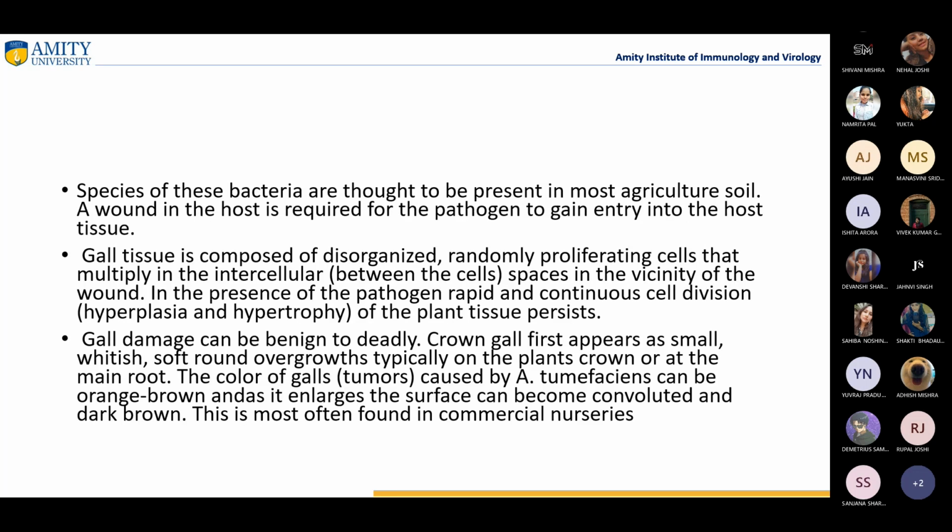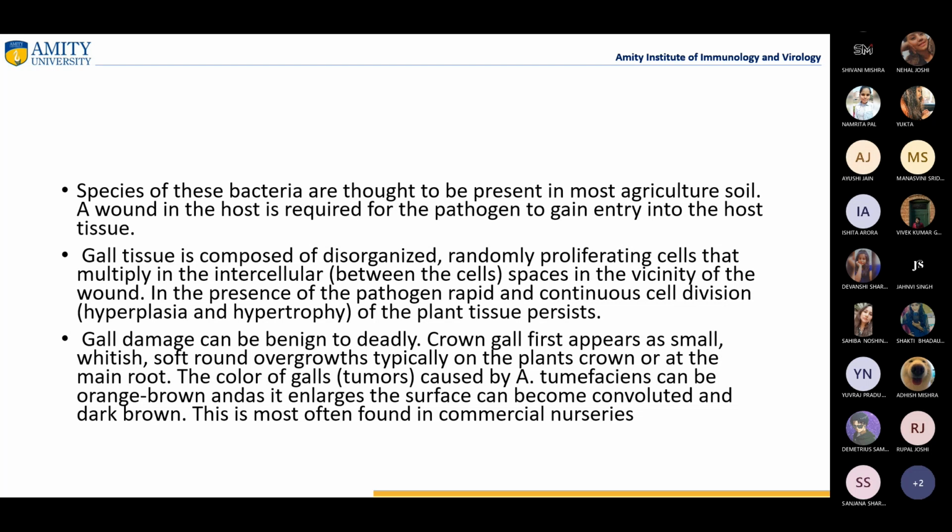Species of these bacteria are thought to be present in most agricultural soil, and a wound in the host is required. So bacterial pathogens cannot get entry to the plant unless there is some kind of wound, right? That wound is required to gain entry into the host tissue. Gall tissue is composed of disorganized and proliferating cells that are multiplying or dividing in intercellular spaces in the vicinity of the wound. In the presence of the pathogen, rapid and continuous cell division of the plant tissue takes place.